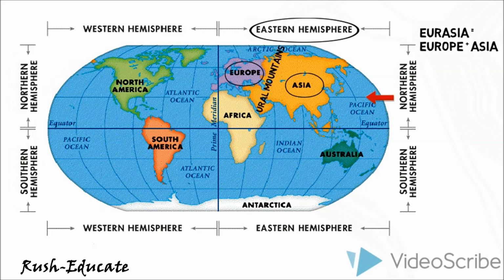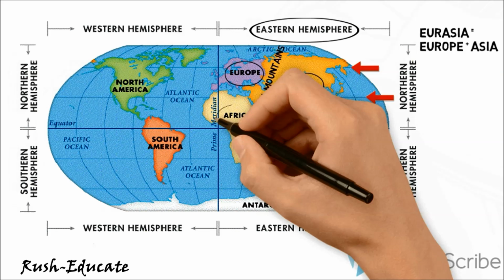Europe is much smaller than Asia. The continent lies to the west of Asia. The Arctic Circle passes through it. It is bound by water bodies on 3 sides.